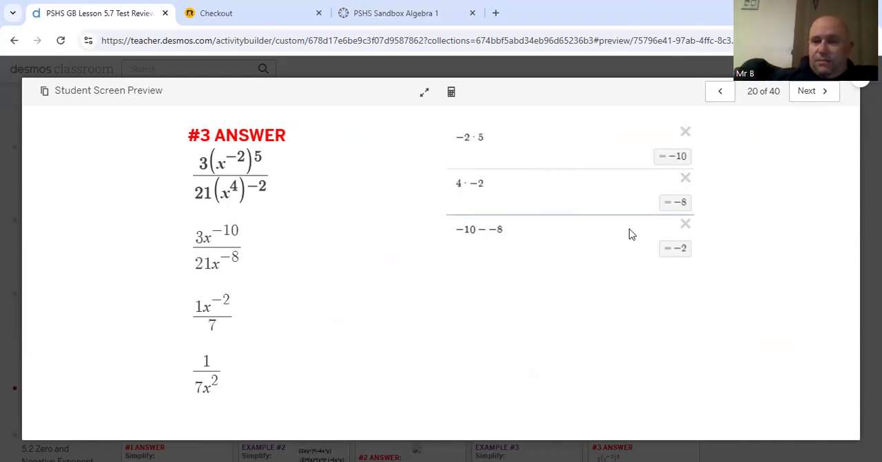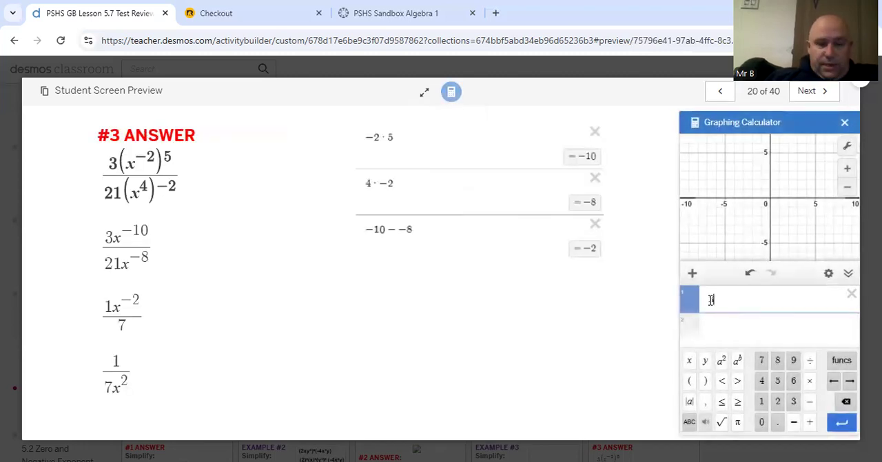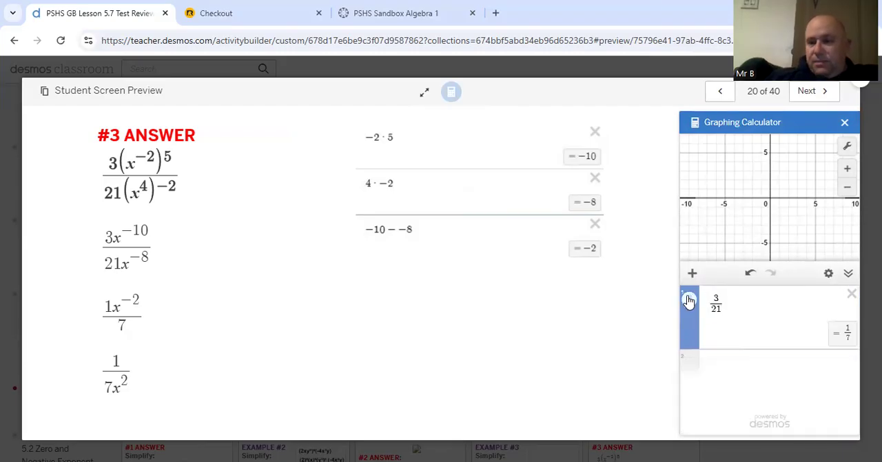And then I can start simplifying this fraction now. So 3 divided by 21. That I didn't actually add on to the calculator, so let me just quickly do that one. Using the fraction button, you can see that it's 1 over 7, which is what we have here. And on the other side of things, negative 10 take away negative 8 is negative 2. And then that negative exponent, move and change, bring it to the bottom, and then you can pick out the correct answer.